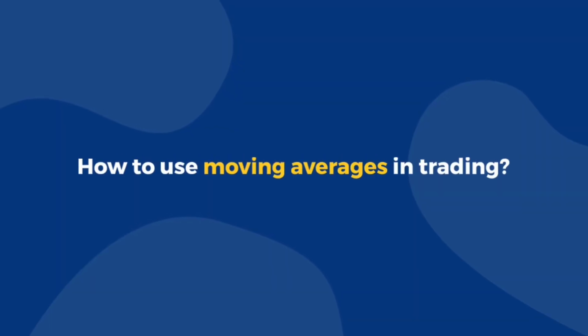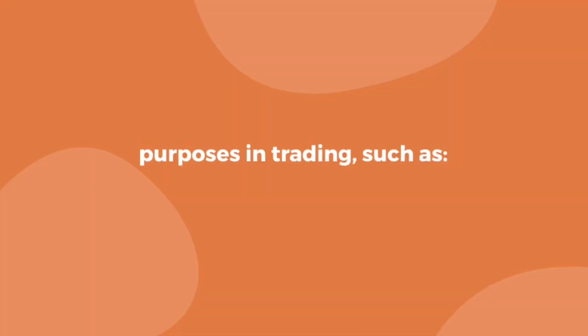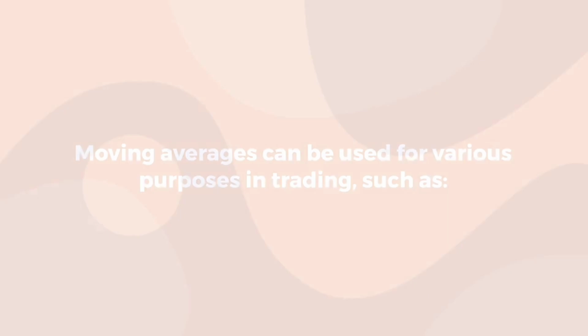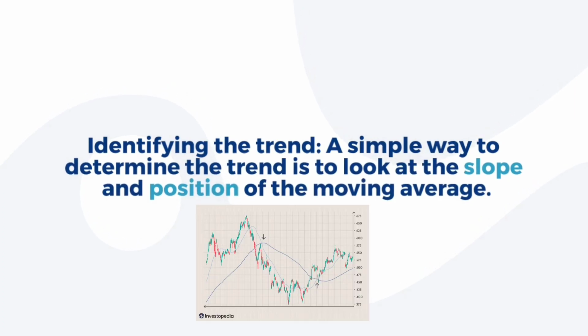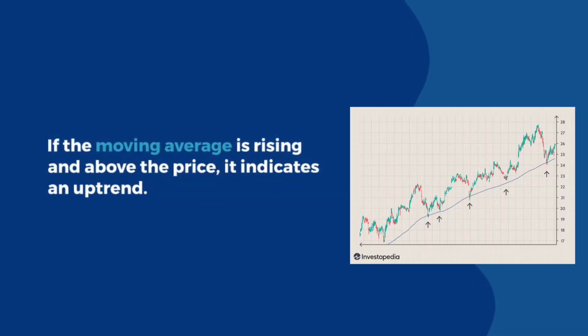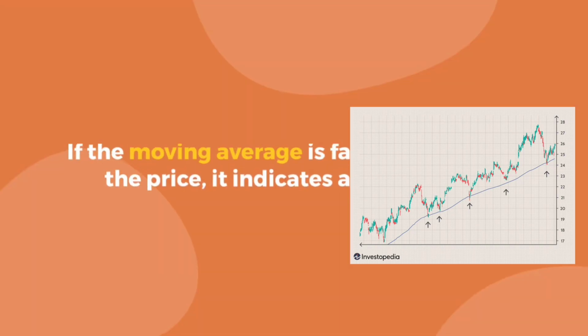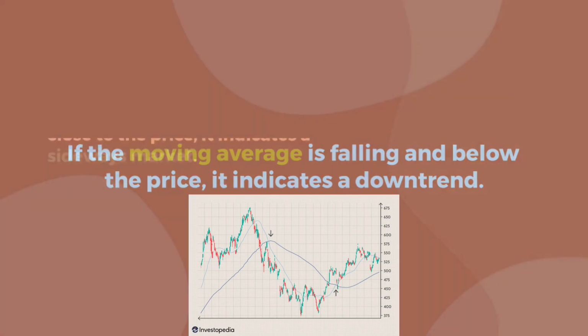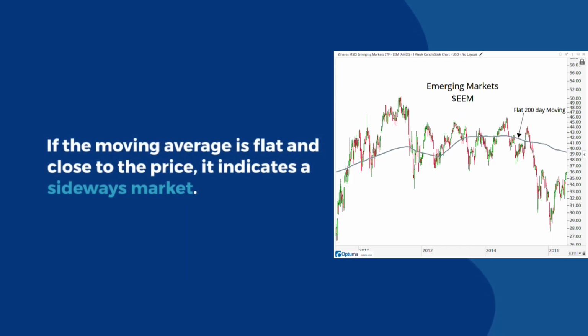How to use moving averages in trading. Moving averages can be used for various purposes in trading, such as identifying the trend. A simple way to determine the trend is to look at the slope and position of the moving average. If the moving average is rising and above the price, it indicates an uptrend. If the moving average is falling and below the price, it indicates a downtrend. If the moving average is flat and close to the price, it indicates a sideways market.